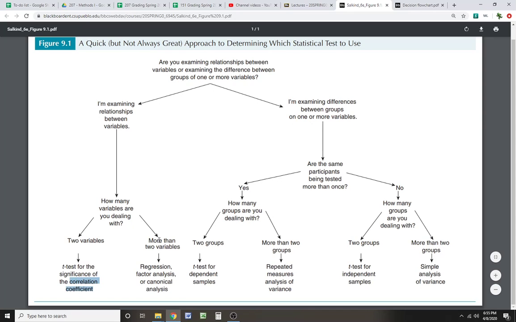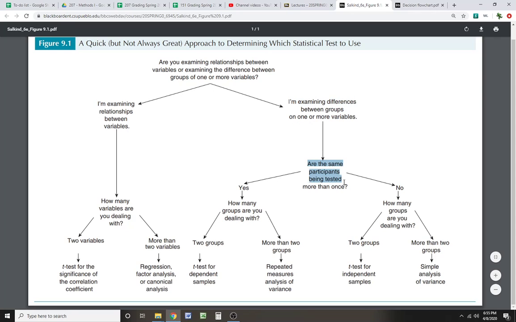If it's more than 2 variables, don't worry about it. We haven't gotten to there yet. It would be a multiple regression, which we haven't done yet, or these other things. So don't really worry about this part of it. Okay. So now go back up here. Are you examining relationships or difference between groups? I'm examining difference between groups.